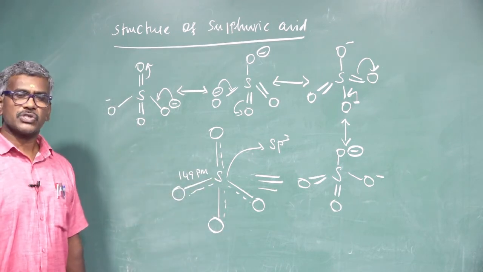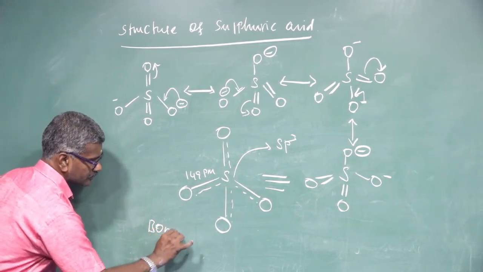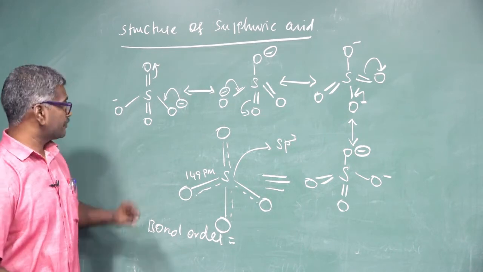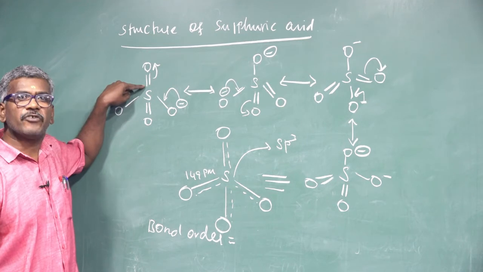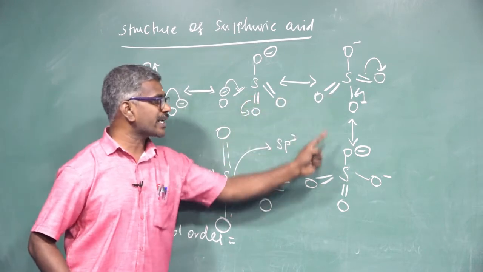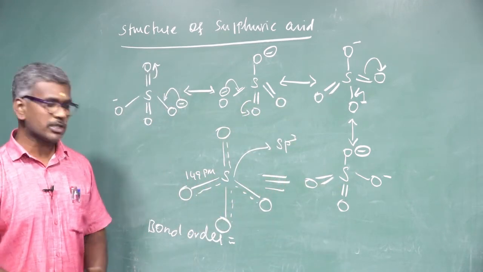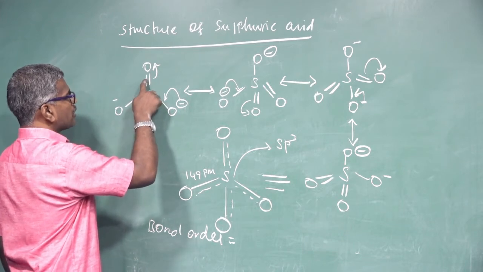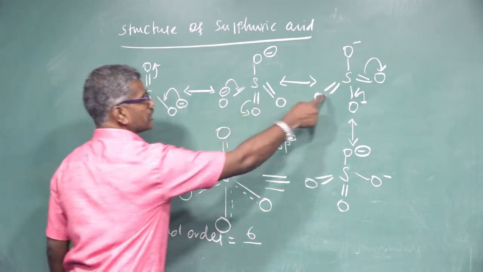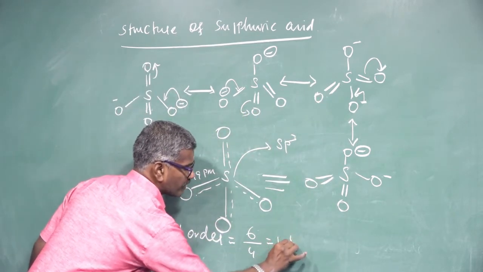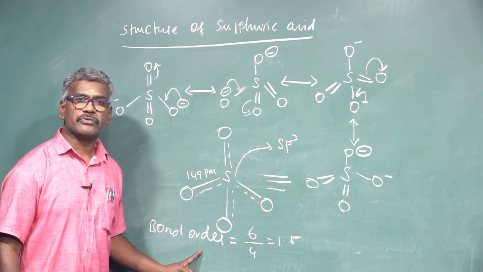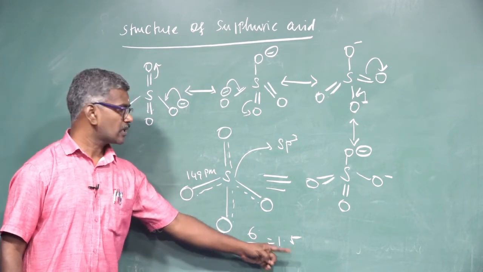Here is one more question, bond order. What is the formula for bond order? The number of bonds formed between the two atoms divided by the total number of resonance structures. Totally there are 6 bonds in common, and the resonance structures are 1, 2, 3, 4. 6 divided by 4 is 1.5. This type of question may be asked. The bond order of sulfuric acid is 1.5.